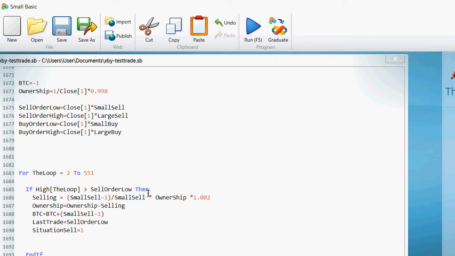And I wonder if I should change this now, because really what it is, it's an easy fix, because it's always going to be small sell minus 1. So small sell would be like 1.1 minus 1, that's 0.1.